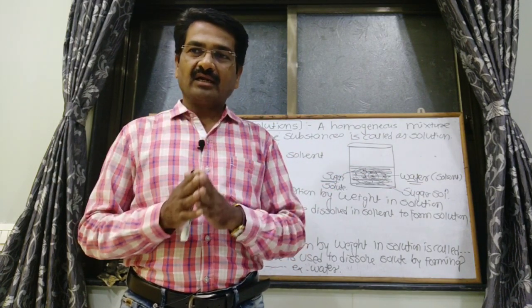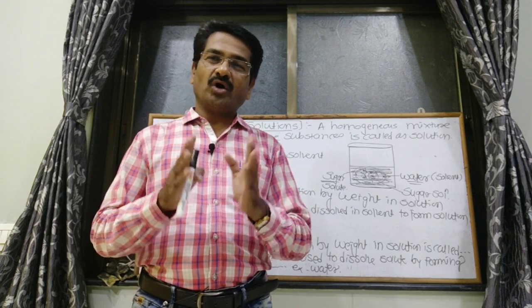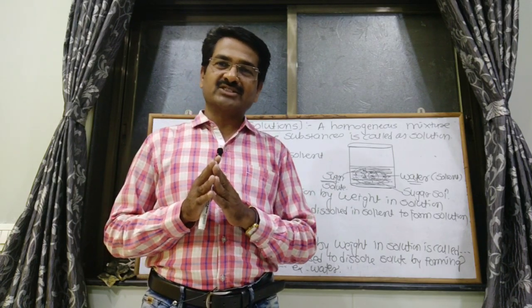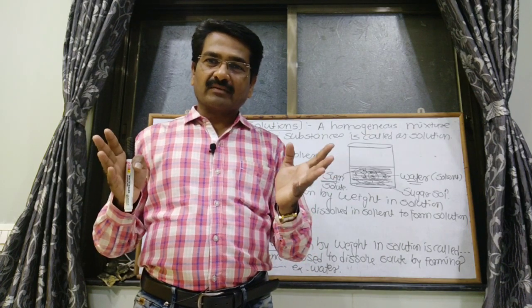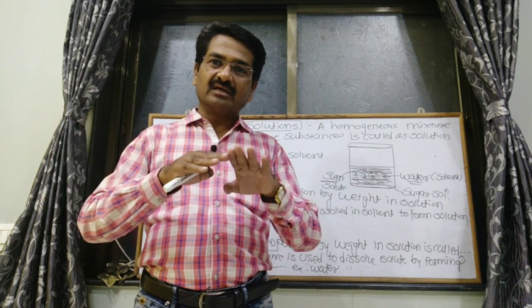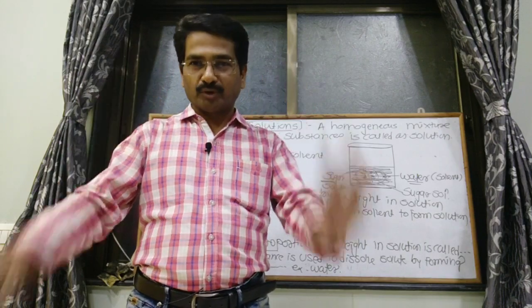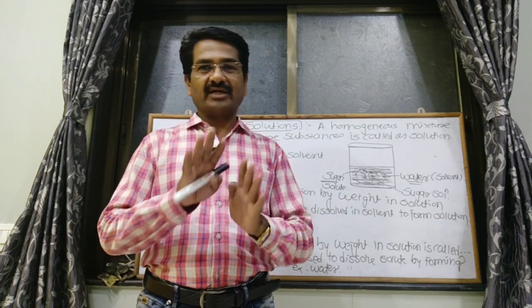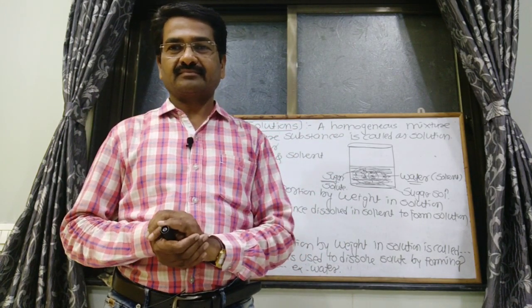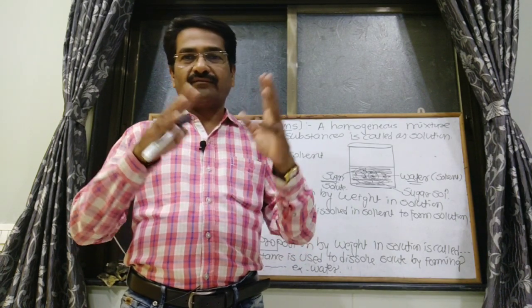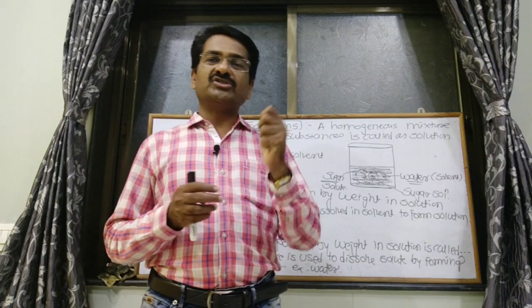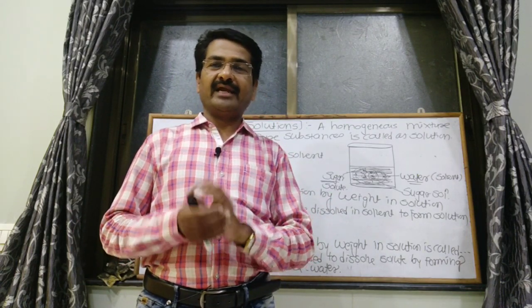What is a mixture? The combination of two or more substances is called a mixture. In a mixture, the substances can mix in random proportion. There is no exact proportion. A mixture consists of two types, that is homogeneous mixture and heterogeneous mixture.